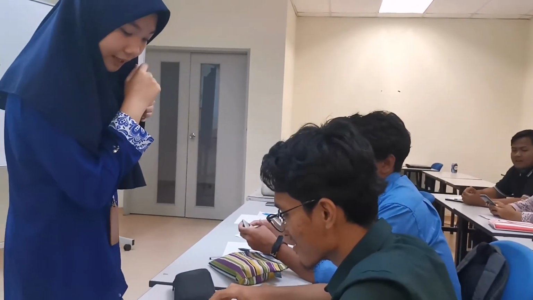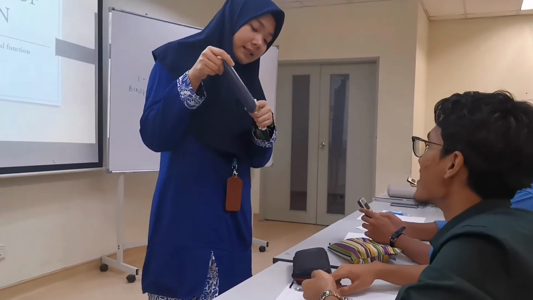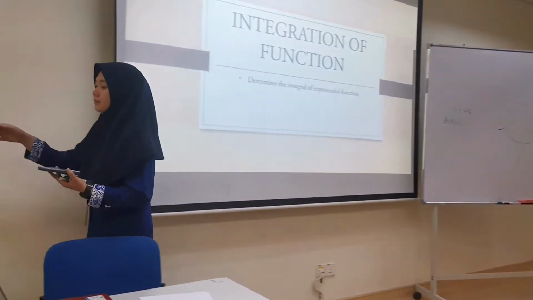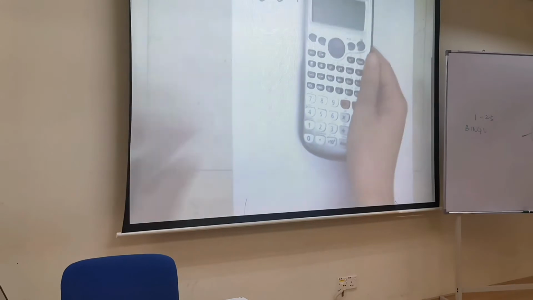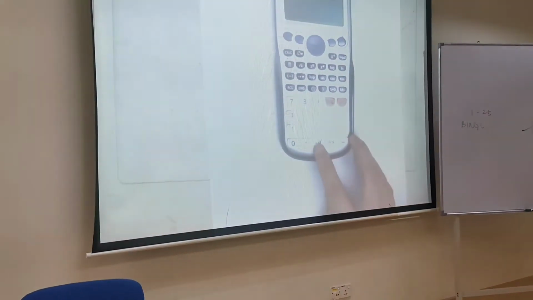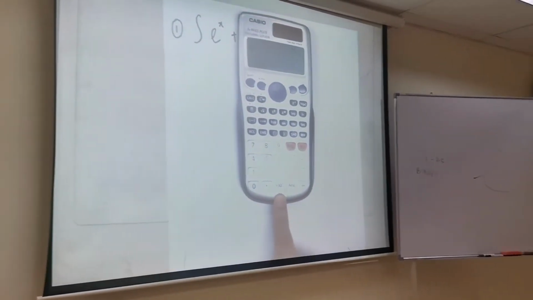You can find that your calculator has an e on 10 to the power of x. Press alpha, and 10 to the power of x. Maybe you can show us there. So here is your calculator, right? Press alpha and press this one. It's an e. Correct.